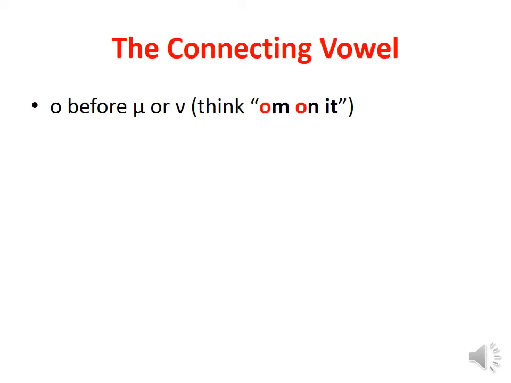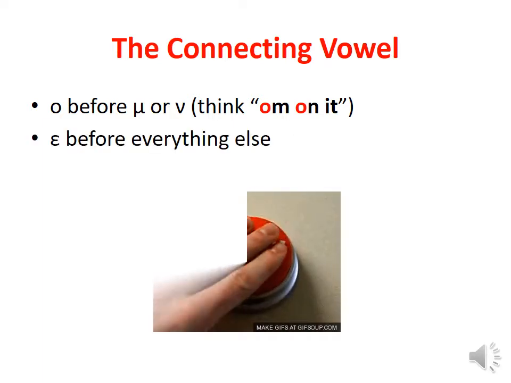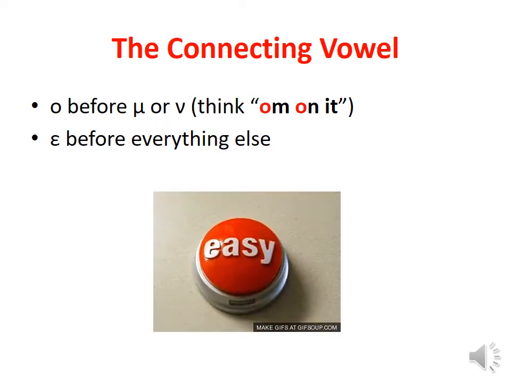The rule for the connecting vowel is exactly the same as before. Omicron before a mu or nu. So think, are you going to study tonight? I'm on it. An omicron before a mu or a nu. Epsilon before everything else. Easy.